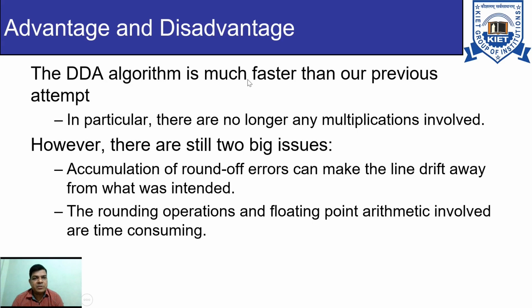So the DDA algorithm is much faster than our previous attempt. In particular, there is no longer any multiplication involved. However, there are still two big issues. First is accumulation of rounding off errors, which can make the line drift away from what was intended. And second is that the rounding operations and floating point arithmetic involved are time consuming.